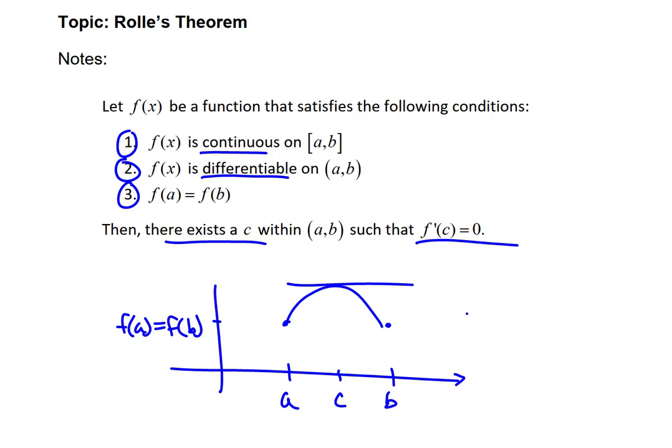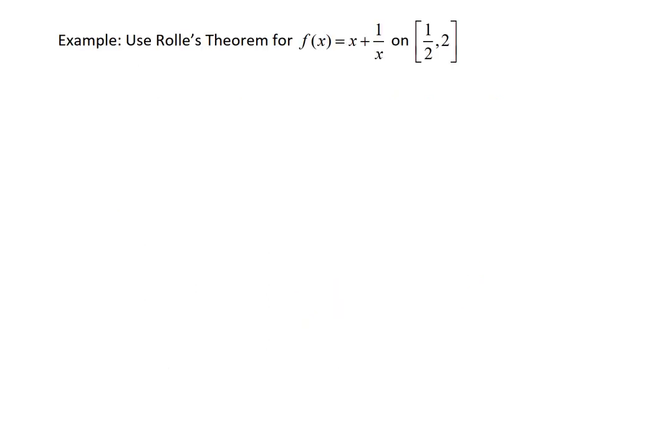Let's try an example where we want to use Rolle's theorem, defined above, for f of x equals x plus 1 over x on the closed interval from 1/2 to 2. Now, as we know from what these conditions require for this theorem, we're going to have to find the derivative. Let's just start with that. So we want f prime of x given f of x here, which would be 1 minus 1 over x squared. That's coming directly from derivative rules on this f function.